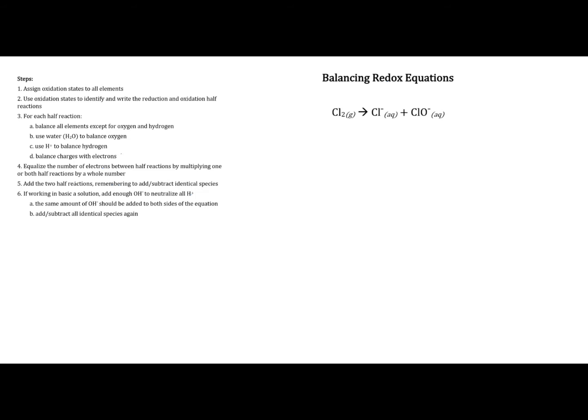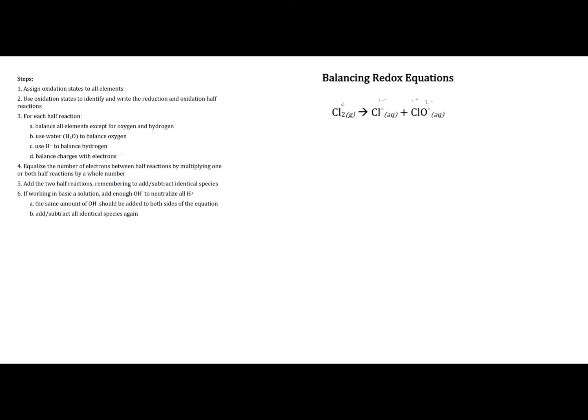Now to our problem, step one: let's assign oxidation states to all of our elements here. We've got chlorine gas, that's going to be a 0. Of course, our aqueous chloride ion is just -1, like stated. Our ClO- has an overall charge of -1. Of course, oxygen is -2. That's going to make our chlorine +1.